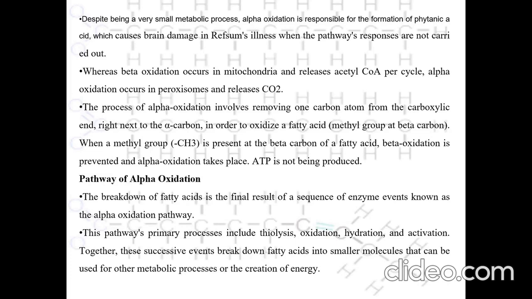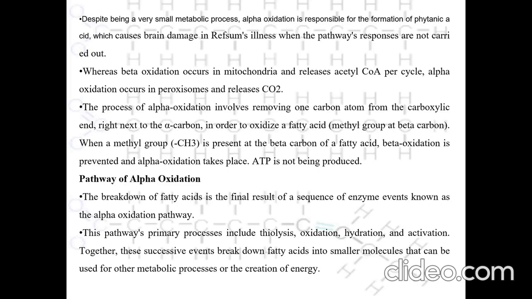One carbon is removed from the carboxylic end right next to the alpha carbon in order to oxidize a fatty acid. When a methyl group is present at the beta carbon of a fatty acid, beta oxidation is prevented and alpha oxidation takes place. ATP is not produced. The pathway of alpha oxidation involves the breakdown of fatty acids through a sequence of enzymatic events known as the alpha oxidation pathway.